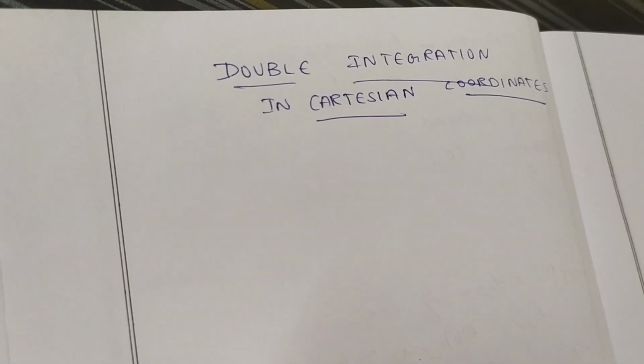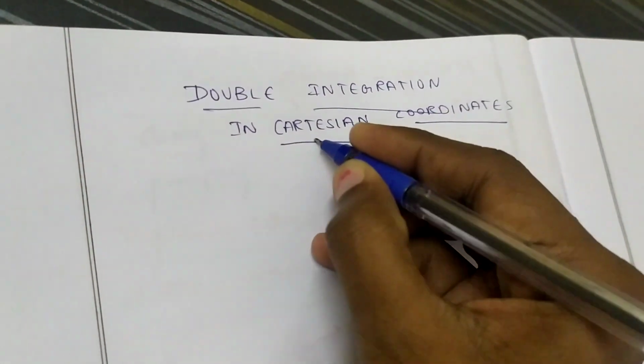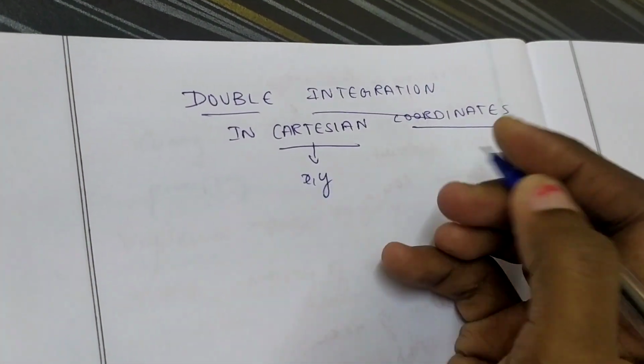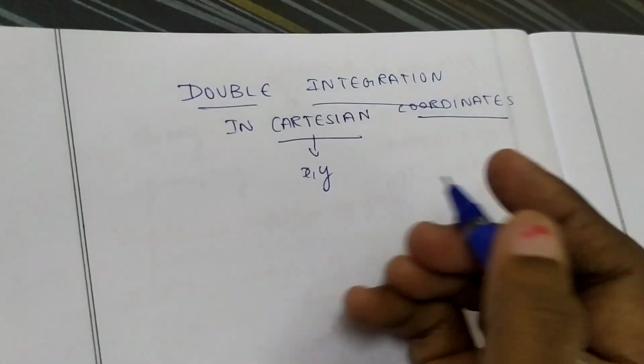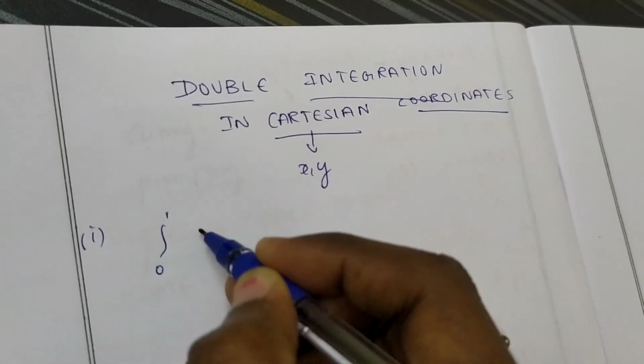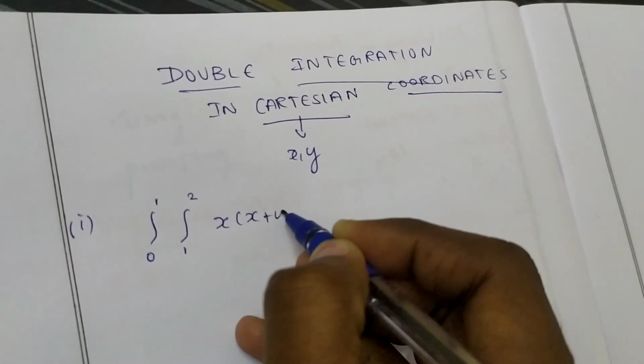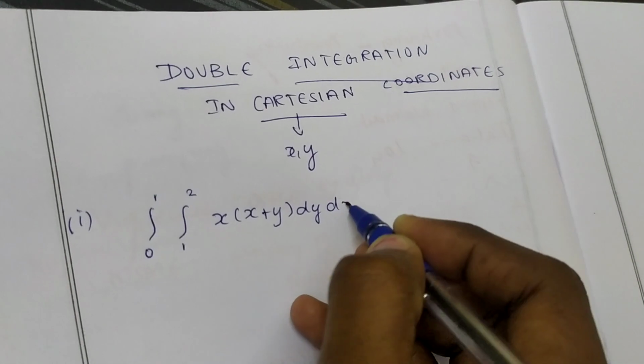Hi guys, I'm Niveta. In this video, I'm going to teach you how to find the double integration in Cartesian coordinates. Basically, Cartesian refers to the x, y axis, everything. So first we are going to do one problem, which is the integral over 0 to 1, integral over 1 to 2, x into x plus y into dy into dx.